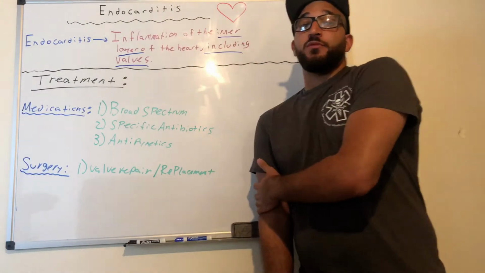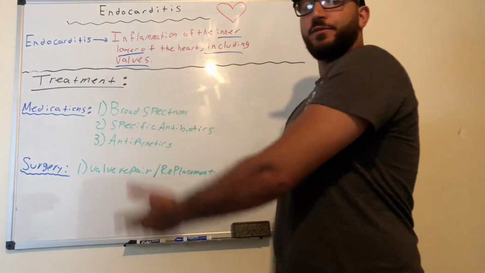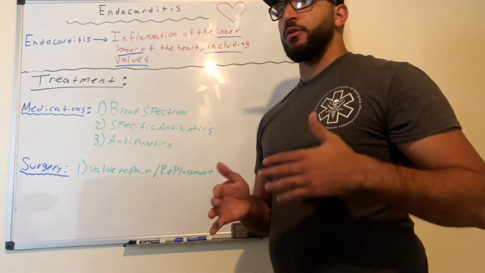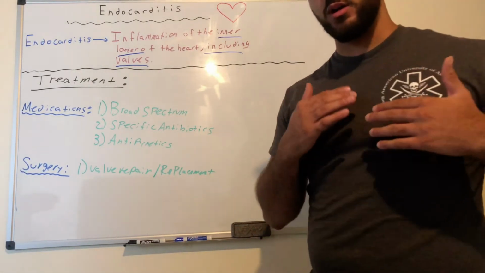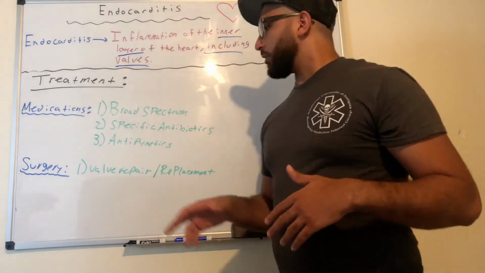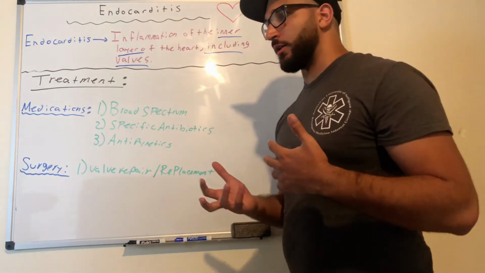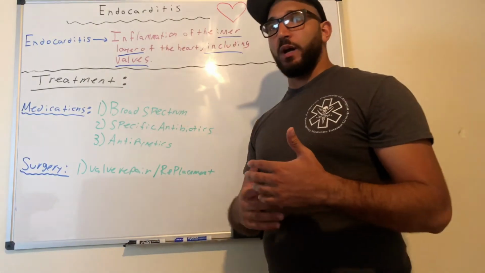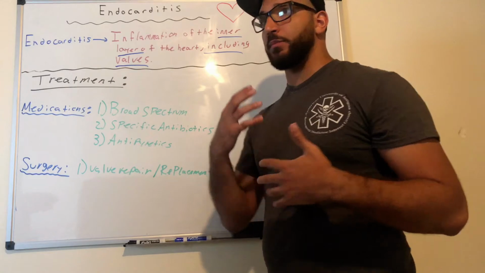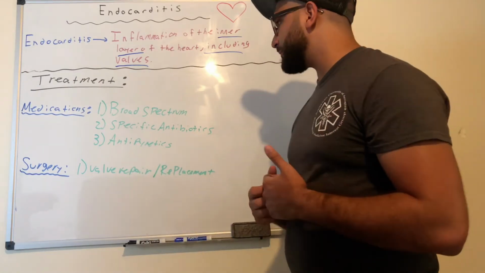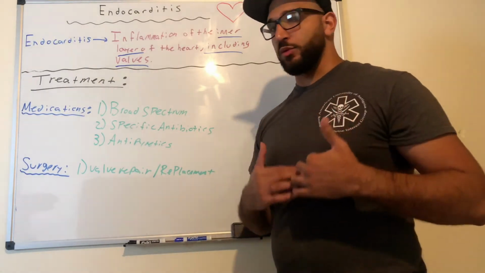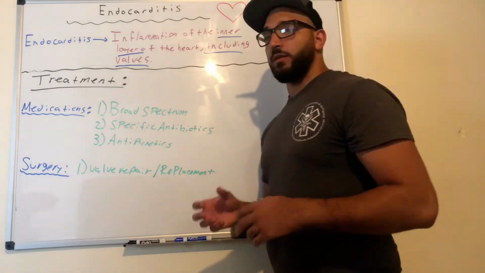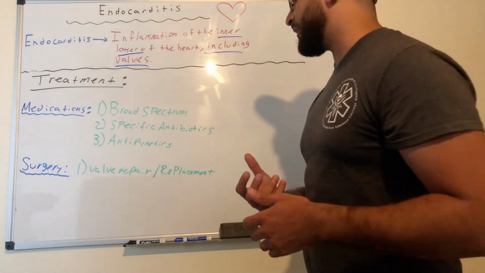Okay, so what are the treatments for endocarditis? Well, as far as medications, broad spectrum antibiotics are typically given before actually knowing what the specific bacterial infection is. So within the first 24 to 48 hours, a broad spectrum antibiotic is given. And then after the lab has finally cultured and returned the results, specific antibiotics will be given depending on the strain of bacteria that has vegetated on the valves.